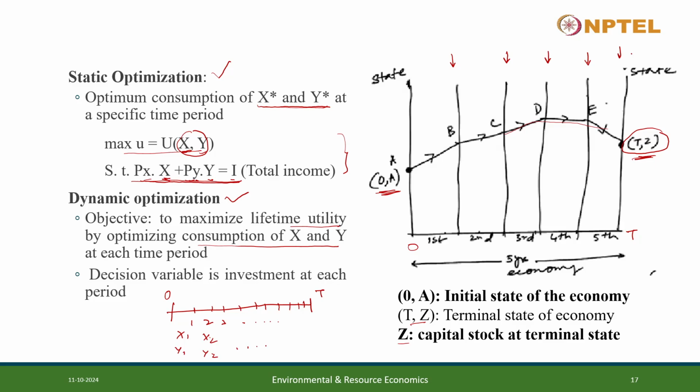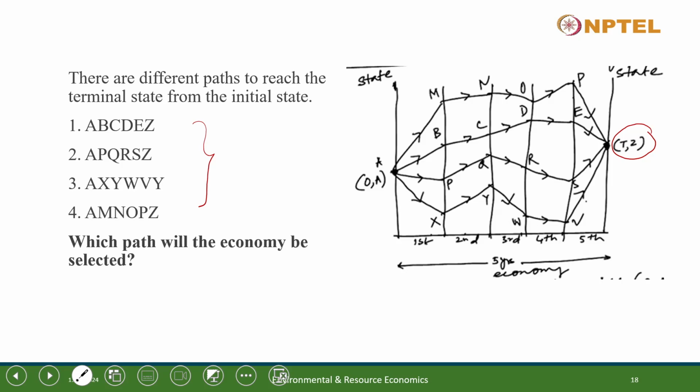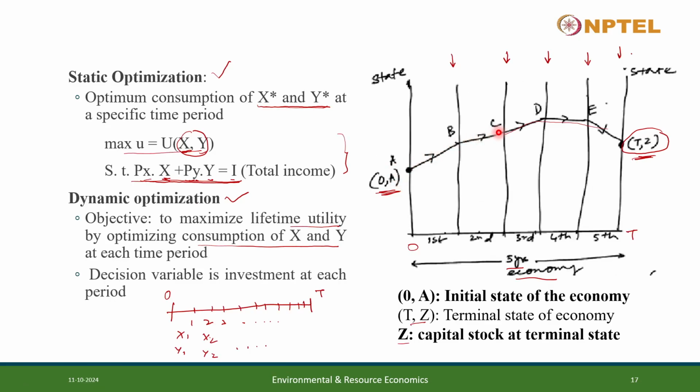However, in dynamic optimization, we are taking a case of a 5-year economy of a country. So this diagram represents the 5-year economy of, let's say, India. From time 0 to time capital T, we have 5 years. At each year, you have to invest a certain amount of money, so that the state of economy 0, A will improve to T, Z. So 0, A is the initial state of economy and T, Z is the terminal state of economy, where Z is the capital stock.